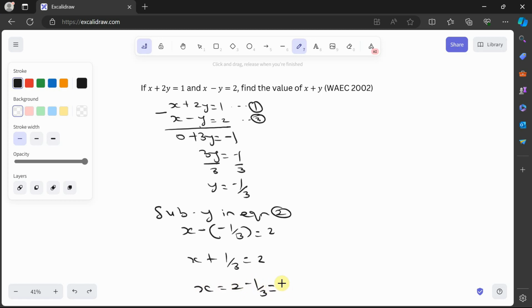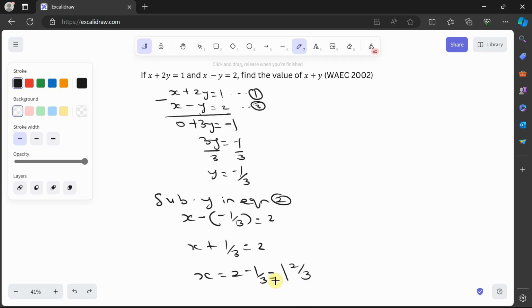Which is same thing as saying 1 whole number 2 over 3. So this is basically it about this particular question. You can say therefore our x is equal to 1 whole number 2 over 3, and then our y is equal to minus 1 over 3. So now that we know what these values are, this 1 whole number 2 over 3 is same thing as saying 5 over 3.